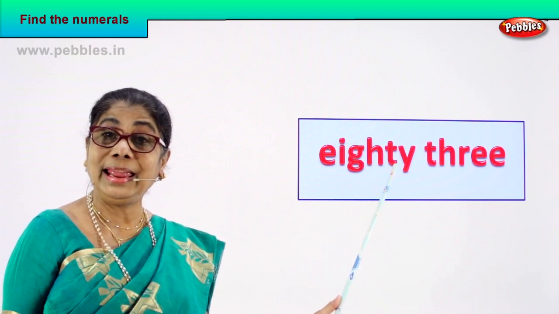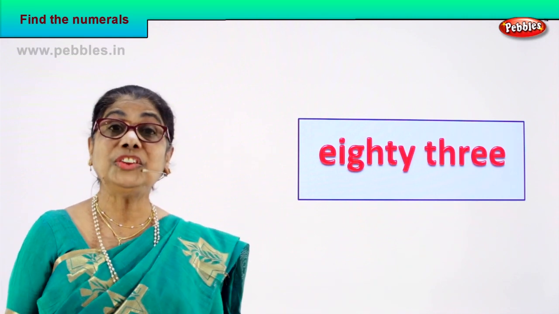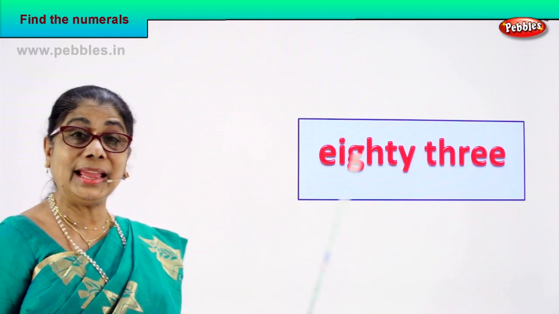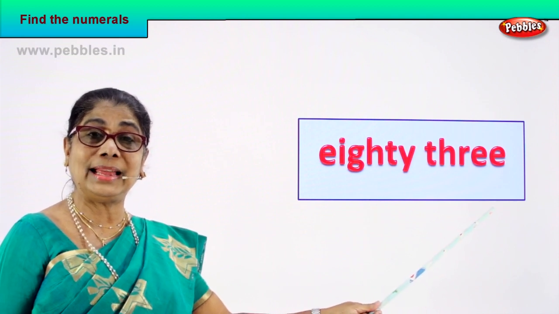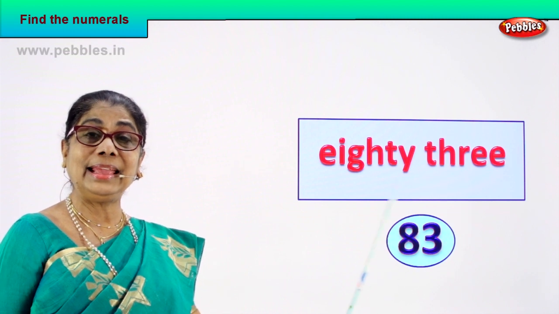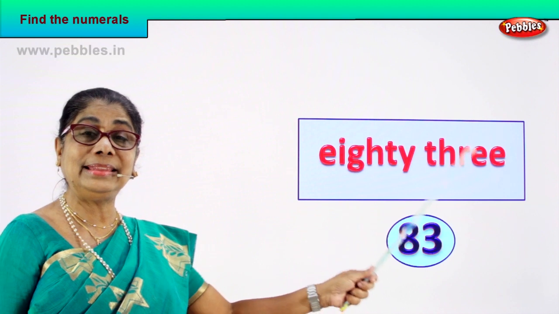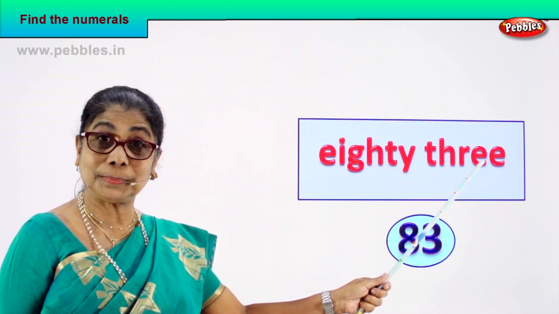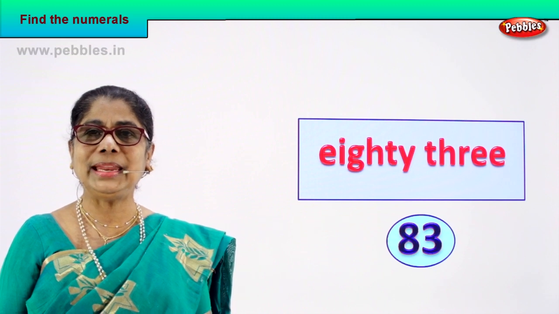Eighty 80, three 3. Good. 83. The numeral is written as 8 and 3, 83. Very good. Let's take another number name.